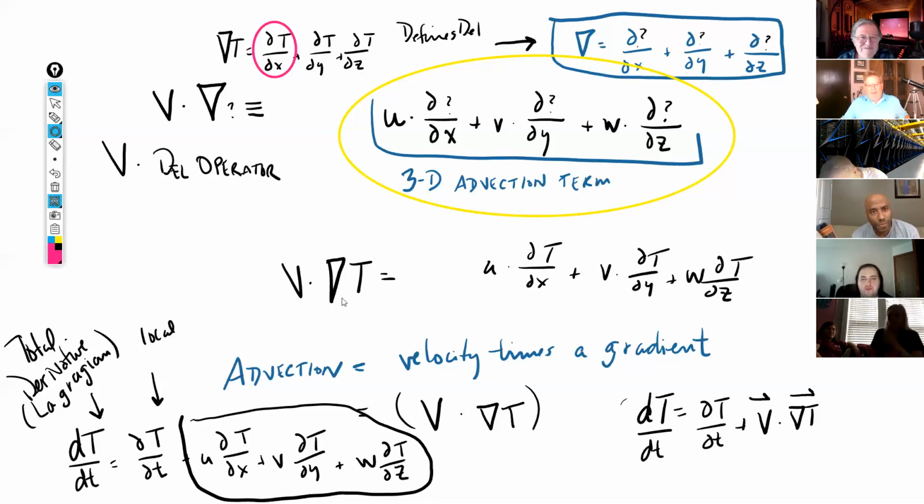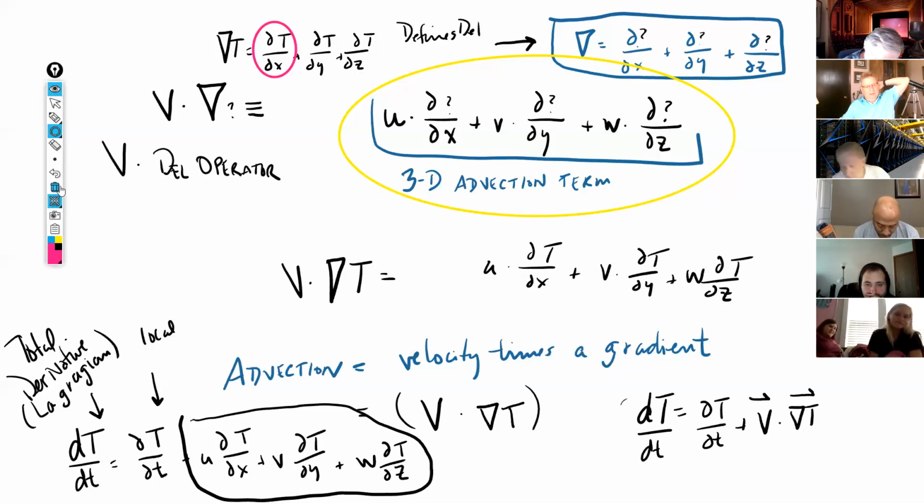So advection is always velocity times a gradient. This del is an operator. When it operates on a number like temperature, which is what we call a scalar, do you agree temperature does not have a direction associated with it? Correct. It's a scalar. Del operating on a scalar is called the gradient operator. That's what a gradient is. Okay, does that make sense? Allison, how's that with you?